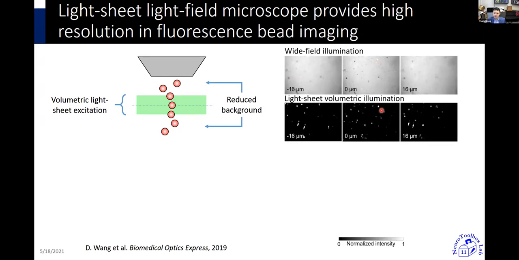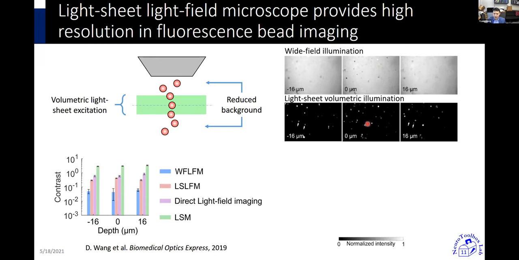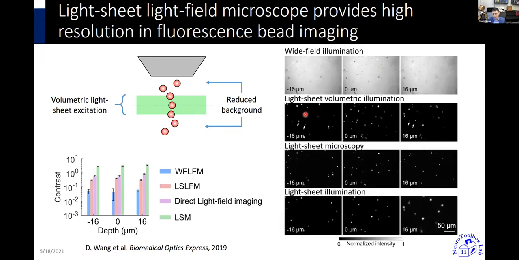Instead, when we use light sheet to restrict the excitation to just a very small volumetric range of depths, we can see that bead and lots of other beads show up in this image. In the end, the bottom image, when we quantified, had about an order of magnitude higher contrast just by removing all of the out-of-plane fluorescence. When comparing this to traditional light sheet microscopy, obviously this will have lower resolution, but it still captures qualitatively all the beads that light sheet microscopy would normally catch.